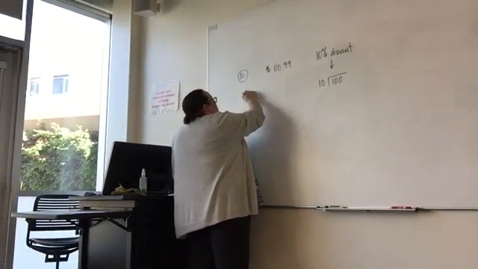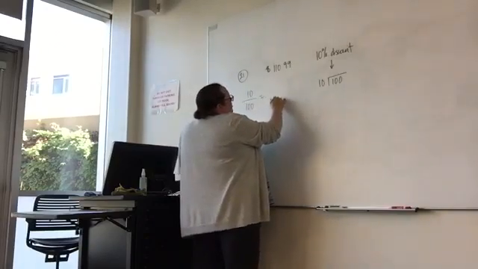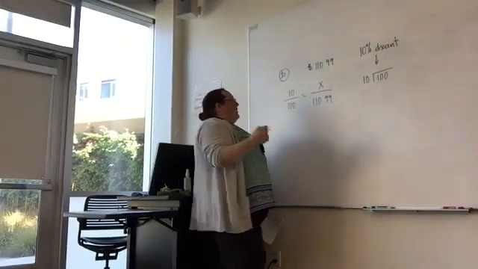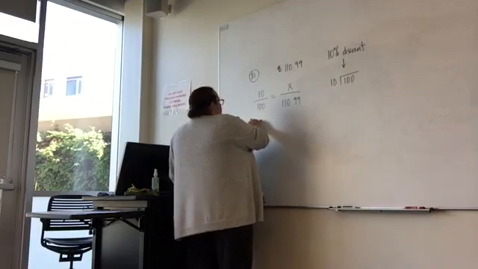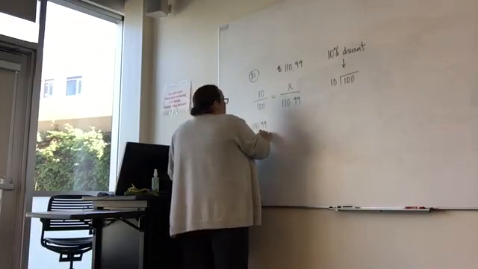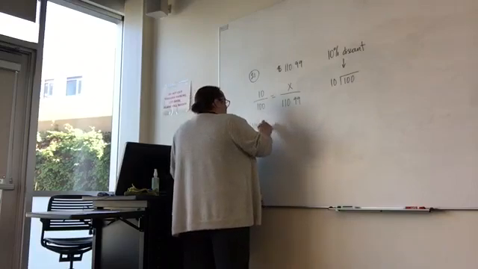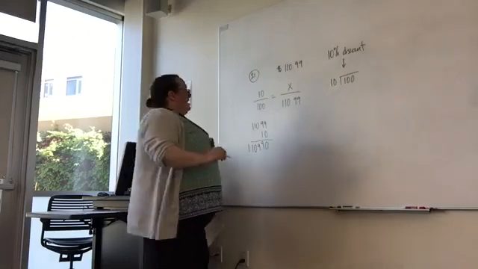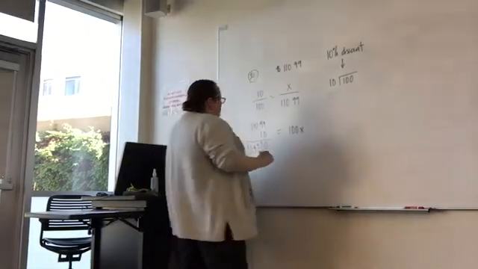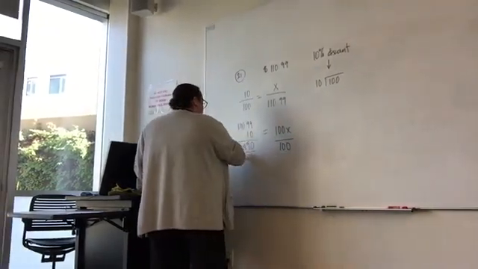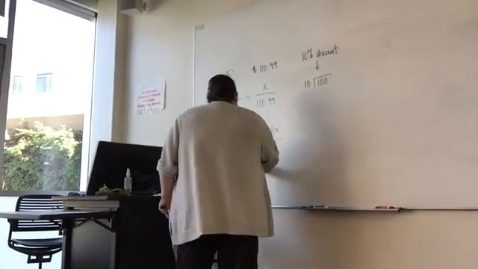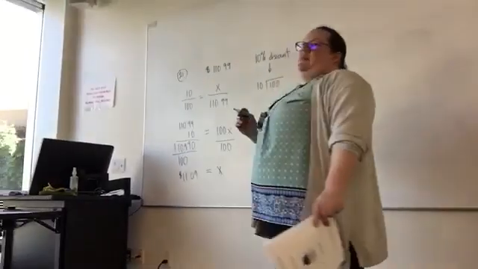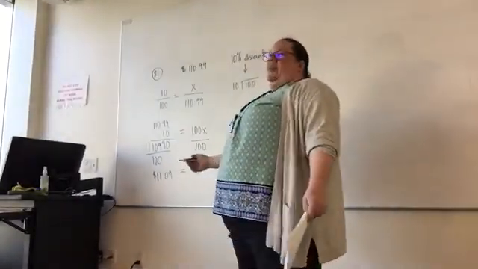So I can say 10 out of 100 is equal to x out of 110.99, and then solve for x. If I do that, this becomes 110.99 times 10, which is equal to 100x. I have to divide both sides by 100. And so x is going to be equal to $11.09. So that's one way that I can solve this problem. But it's a little bit tedious, and it takes a fair amount of time to do the setup.